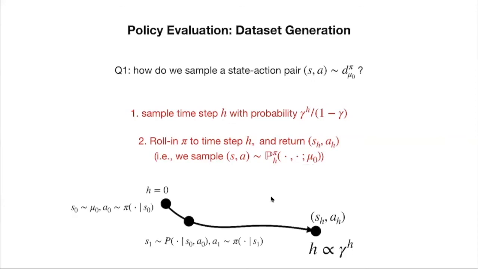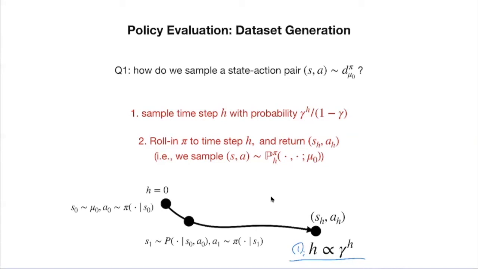So picture-wise, what we are saying, right? First step, let's sample a time step h. This corresponds to picking a distribution from the infinite mixture distributions. Right? And then we committed to a time step. Let's just try to get a state action pair.